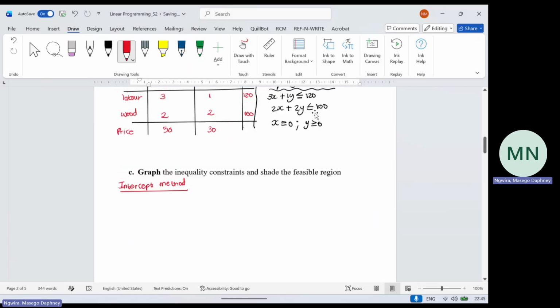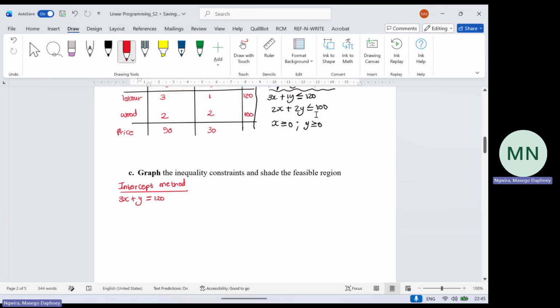So let's start with the first one. We are going to start with 3x plus y. 3x plus 1 times y is y, so I'm just going to write y. I'm just going to use the equal sign, not the less than or equal to, so that I can be able to solve. So I'm going to start with this one.